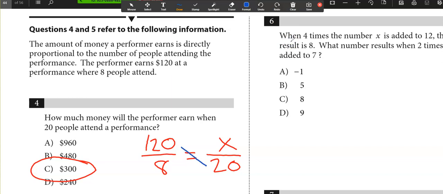Does that seem pretty straightforward? Okay, any questions on that? I'm just multiplying and dividing.